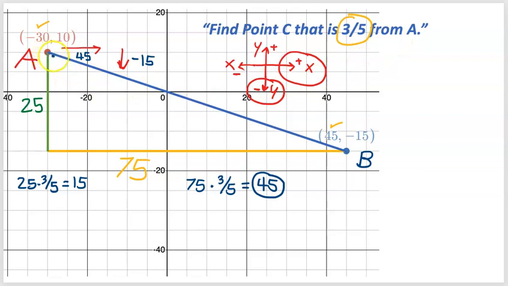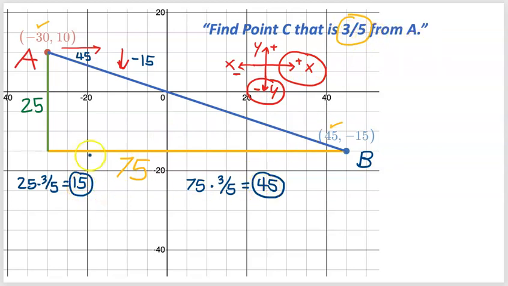Before I do my movement, let me review again. I found the x distance. I found the y distance. I took both the x and the y distance times the scale factor, and those got me my movements. 45 and 15 are not my answers. They are my movements. They are the 3/5 movement from A. Okay? They are not the answers.